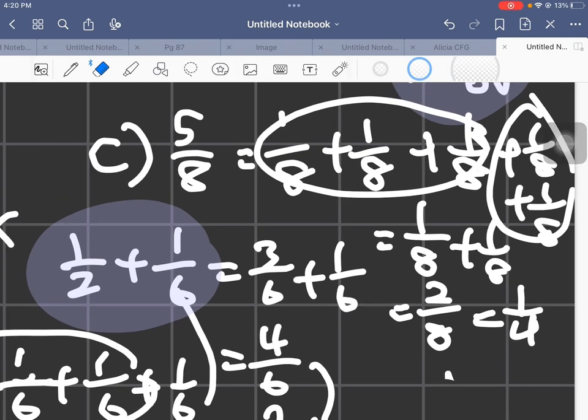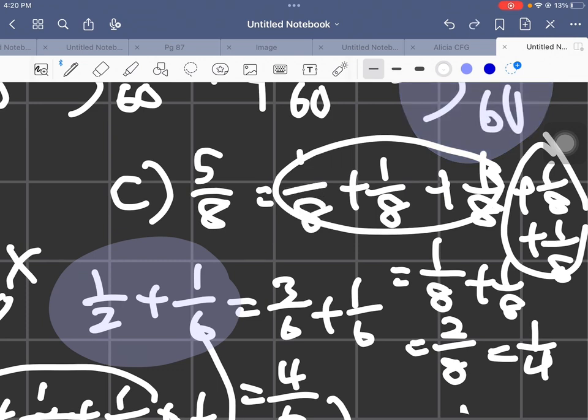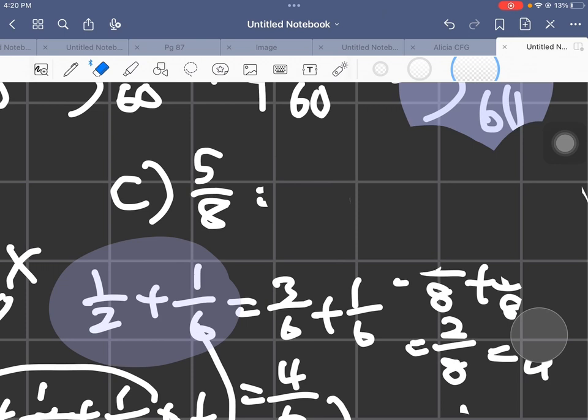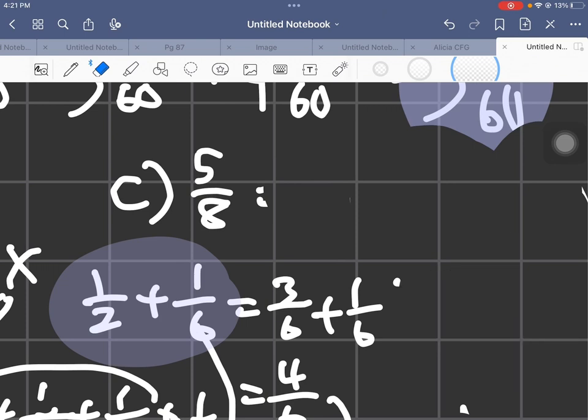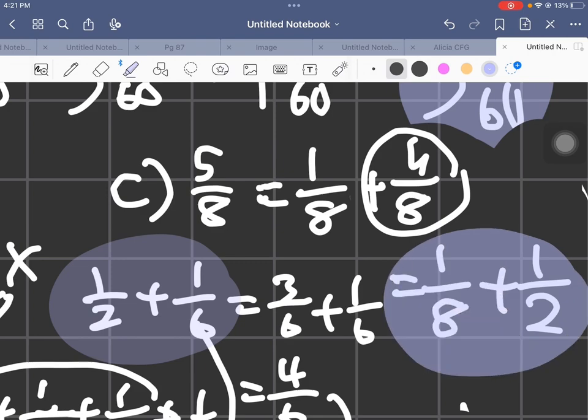So I'm going to use another method to write all this, which is looking for it with logic: 5/8 equals 1/8 plus 4/8, right? And 4/8 can be simplified, so we are going to have 1/8 plus 1/2. This is our final answer.